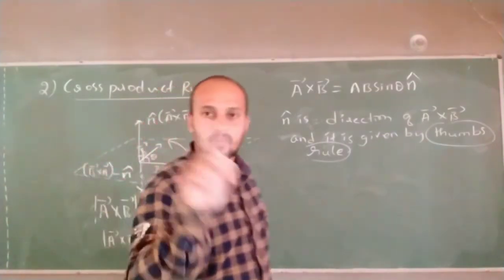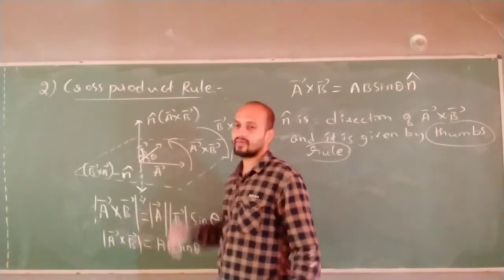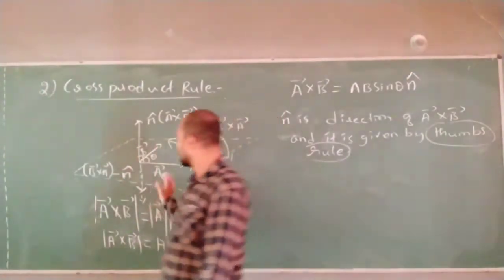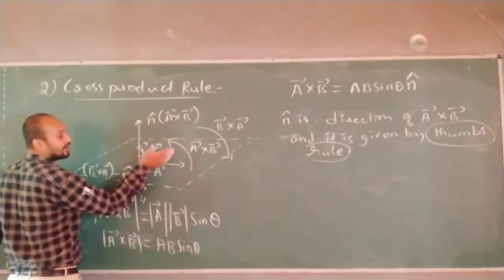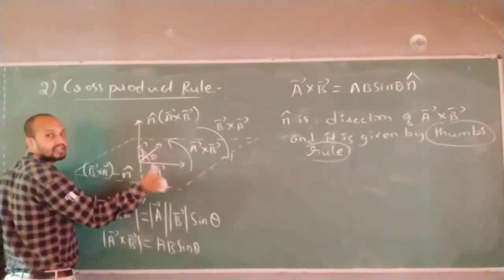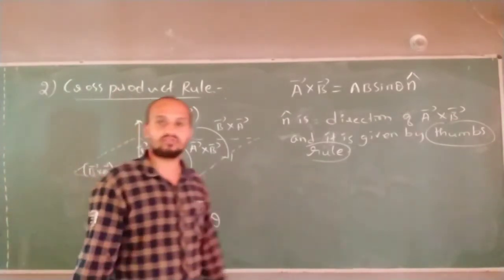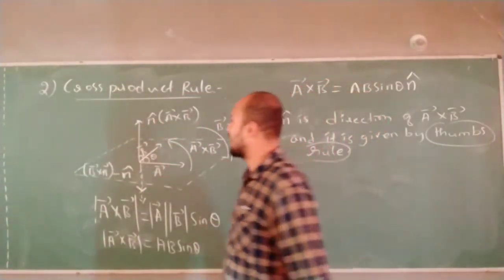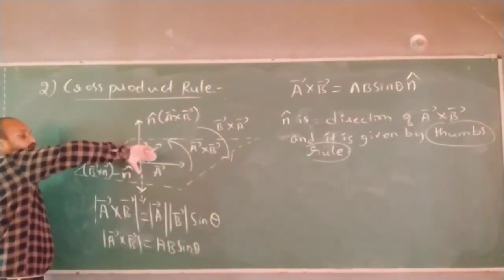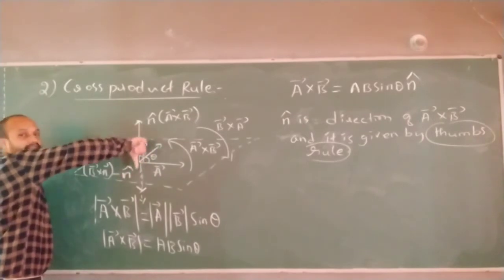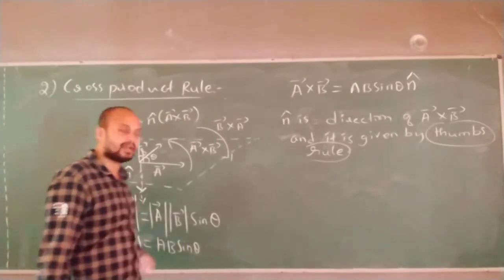So it does not obey the commutative law, that is the first thing. That is different, it will come later. But this is how I am giving the direction, using the thumb rule. Vector A cross B means I will take my fingers from A to B and rotate like this. The thumb indicates the direction of A cross B. If I am doing B cross A, I will rotate my four fingers from B to A, and the direction will be downward.